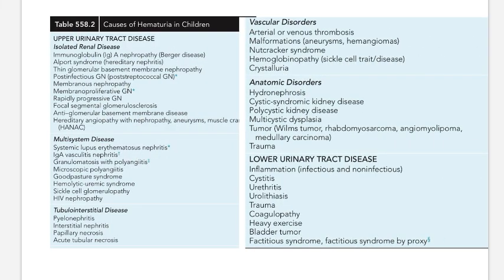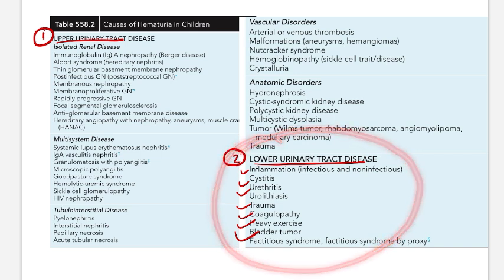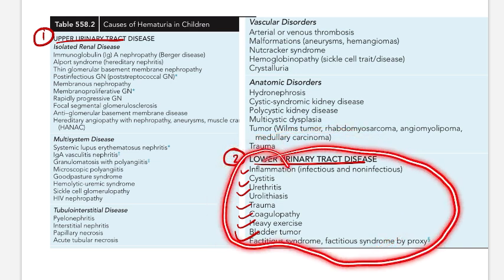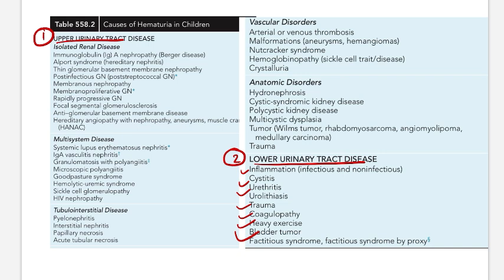Okay, so causes of hematuria in children, there is an exhaustive looking table. Just try to remember. There are actually upper urinary tract causes and lower urinary tract causes. Just remember these two things. For lower urinary tract: inflammation, cystitis, urethritis, trauma, coagulopathy, heavy exercise, bladder tumor. In these, fresh blood will be seen, proteinuria will be less, and RBC morphology will be normal. This is the differentiating feature, and these are the causes.